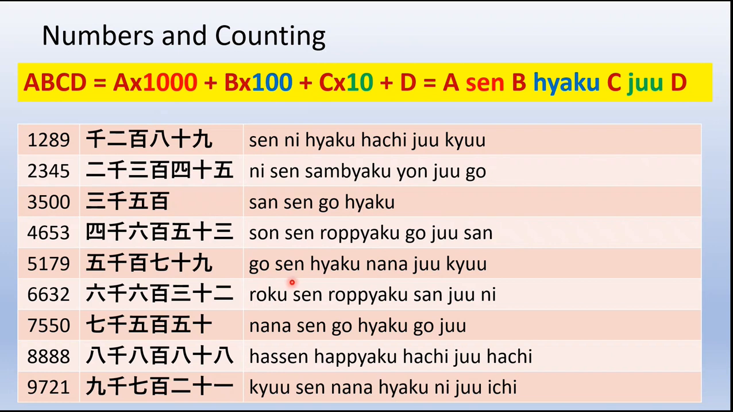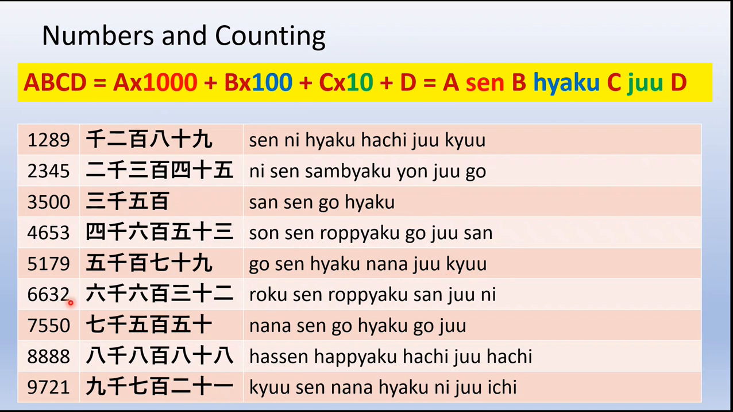5179 is gosen, that is 5000. Hyaku, that is 100. Nanaju, which is 70, and Q is 9. So gosen hyaku nanaju Q is 5179.